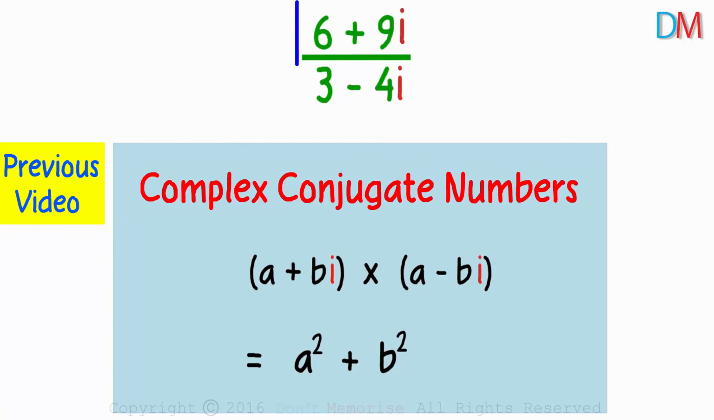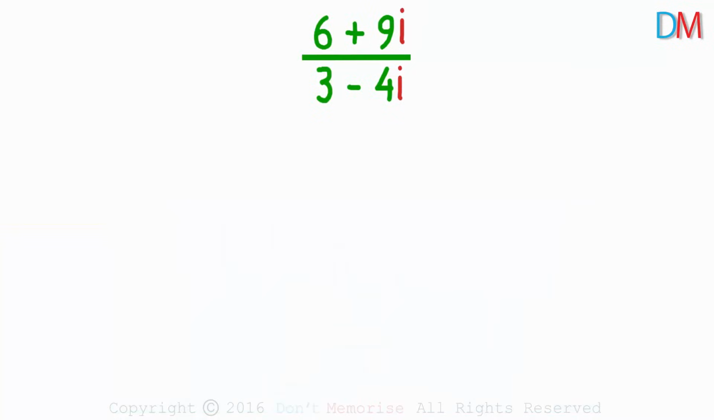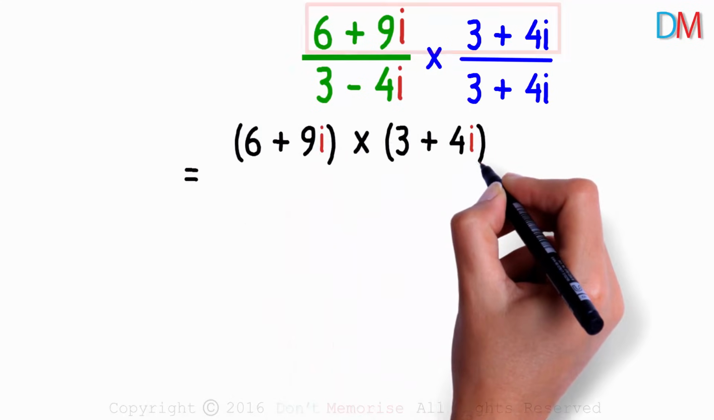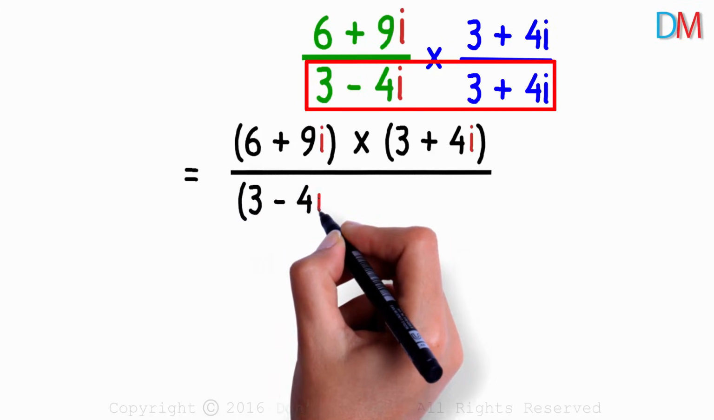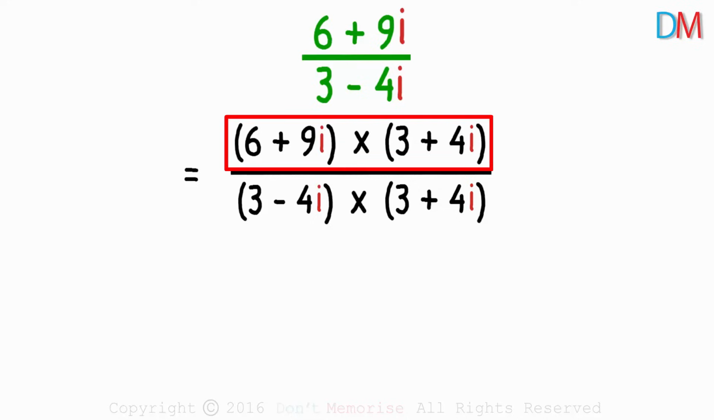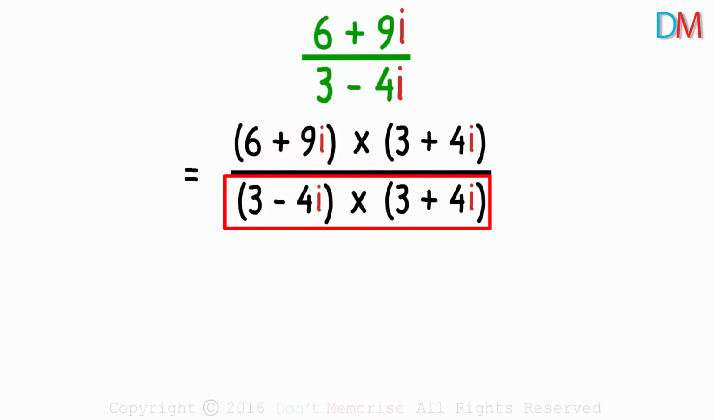And to keep the value of the fraction unchanged, we will also have to multiply the numerator with the same complex conjugate. So we multiply the numerator and the denominator by the complex conjugate of 3 minus 4i, which is 3 plus 4i. This makes the numerator as 6 plus 9i multiplied by 3 plus 4i and denominator as 3 minus 4i multiplied by 3 plus 4i. The numerator here becomes a classic case of multiplication of two complex numbers. And the denominator is a case of multiplication of complex conjugates.